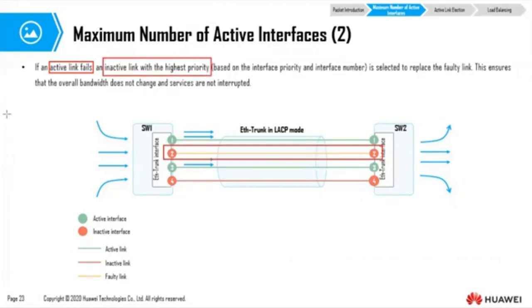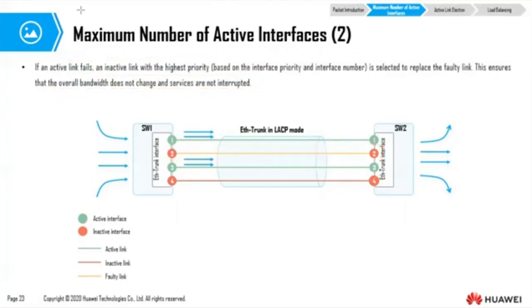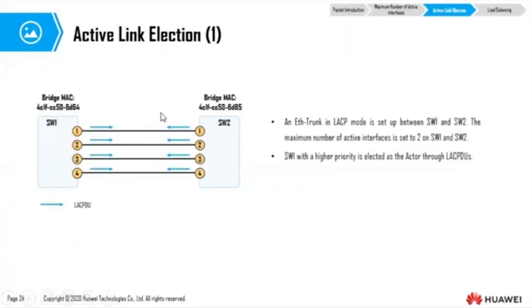Let's read that together. Yeah, the inactive link with the highest priority is selected to replace the faulty link. So this ensures that the overall bandwidth does not change and services are not interrupted. And so it provides that consistency. So active link collection, we won't stay here for so long because I think we've already said it.